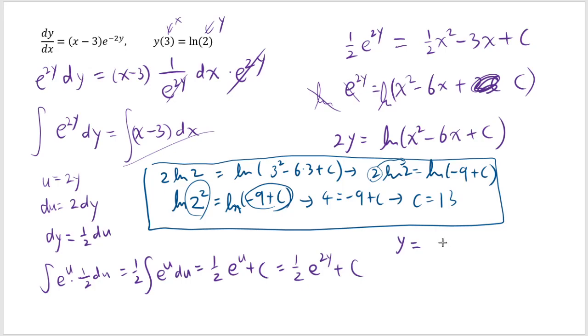Okay, so once we get the value of c, we can now write down that y is ln of (x squared minus 6x plus 13). We know that the value of c is 13, and then you can divide by 2. So that's how you can do this.